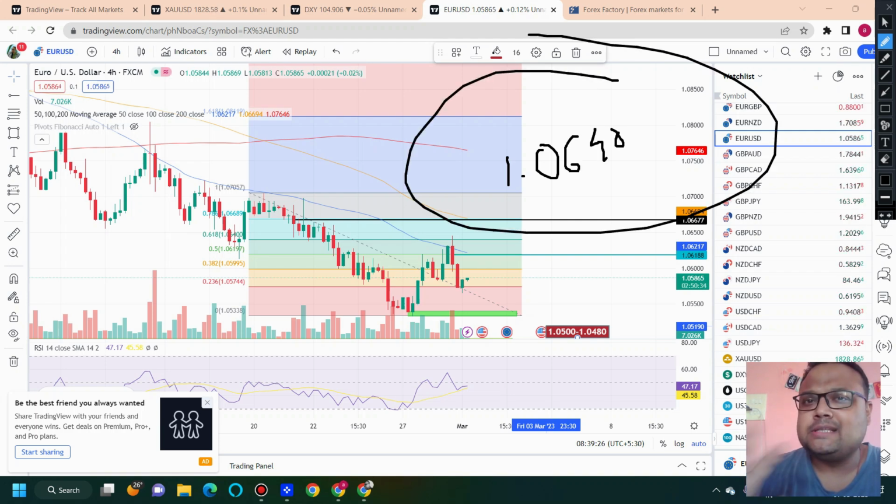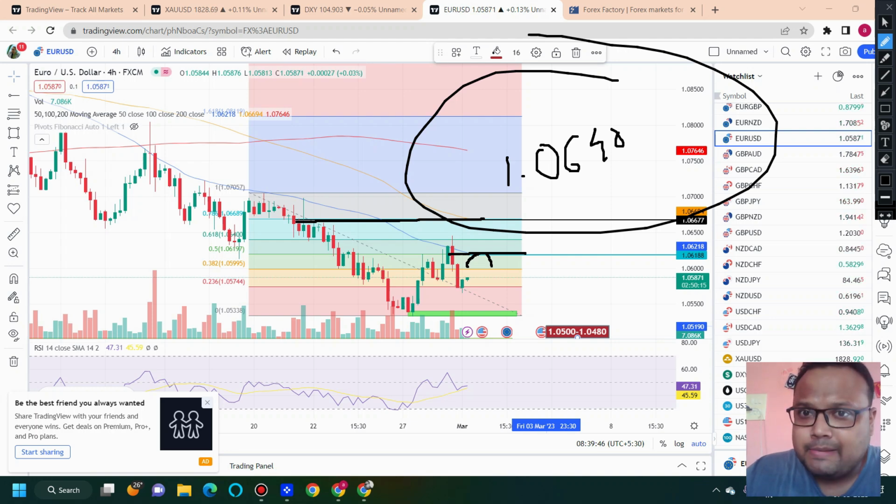1.0640. Okay, this is second resistance. This may also work, but I think that these two resistances will play a bigger role on the chart of Euro USD, because if market reverses from this resistance, then we may see a big drop on the chart of gold, because head and shoulder is a very popular trend reversal pattern.